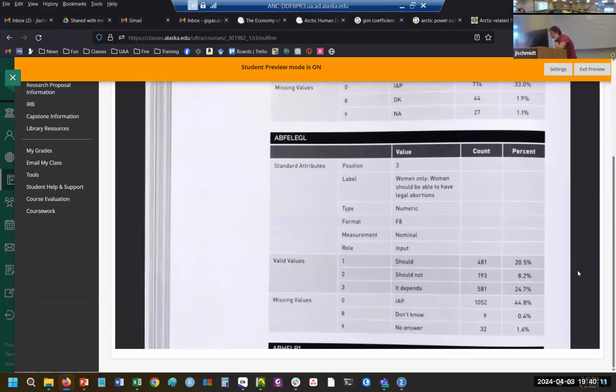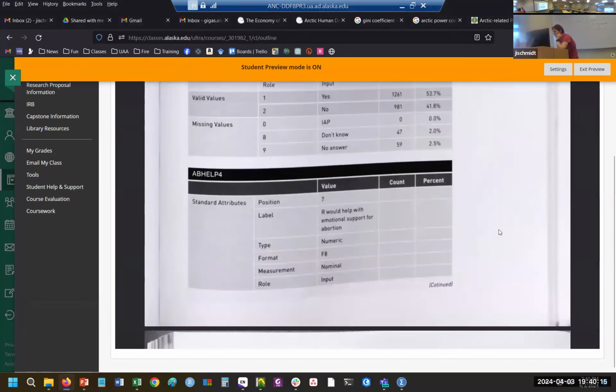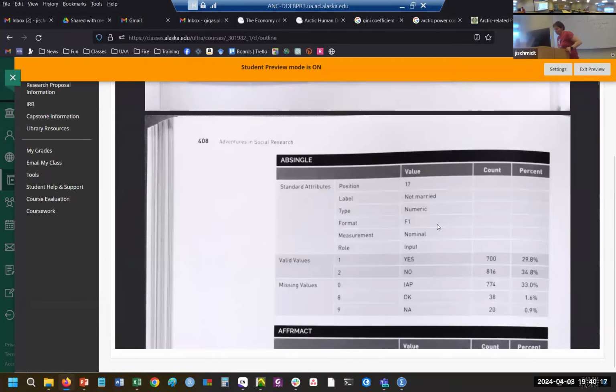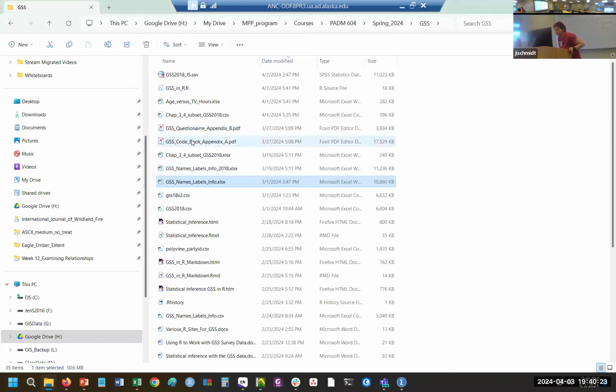Let's take a look at the code book and see what the question is for that. I'm gonna pull up the PDF. That'll take me forever to scroll through that thing.